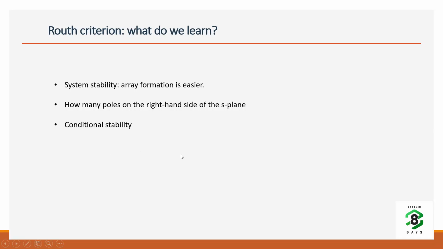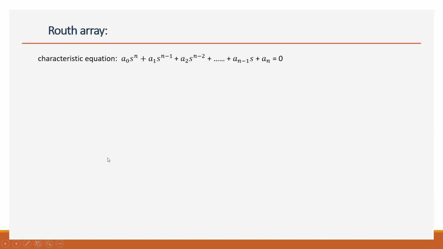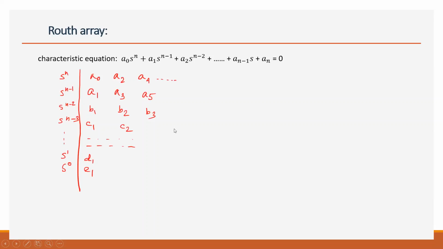Okay, so I'll try to build the Routh array. Let's say you have a generic nth order system, and the coefficients start from 0, so the s to the power n coefficient is a0. You can follow any convention, but finally you have to understand and maintain the consistency. So the array is formed like this. You write the first column starting with the highest order, s to the power n, and then you decrease it up to s to the power 0.